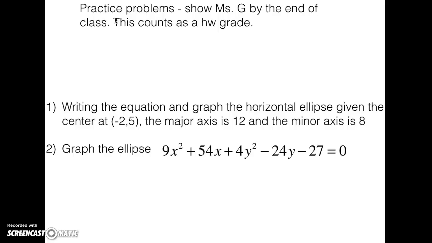So you're going to write the equation and graph the horizontal ellipse. Horizontal, make sure you pay attention to that. Given the center, the major axis, and the minor axis. And then you're going to graph the ellipse 9x squared plus 54x plus 4y squared minus 24y minus 27 equals 0.